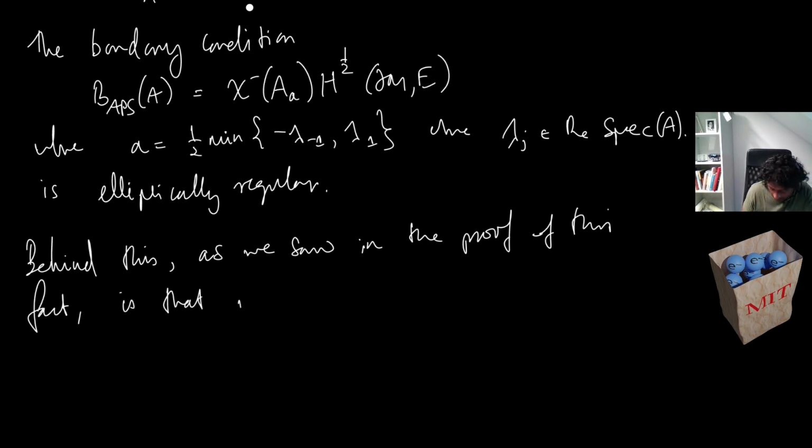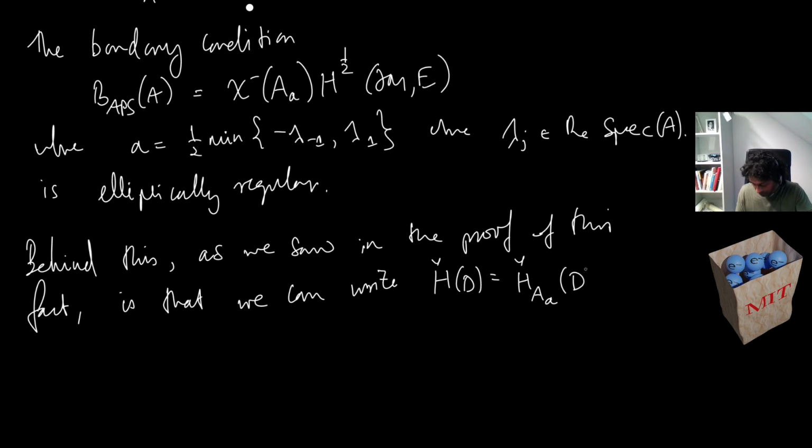is that we can decompose, we can write H check of D as equal to H check with respect to this little a of D naught, actually, right? So this is the model problem that's induced by this adapted operator A subscript A. And then the computation is very easy to show that this is elliptically regular.